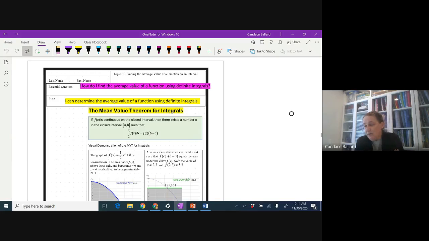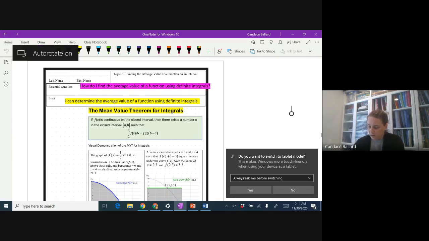So how do we find the average value of a function using definite integrals? I can determine the average value of a function using definite integrals. The mean value theorem leads into this average value, so I'm going to show you how we can kind of develop it from the mean value theorem.